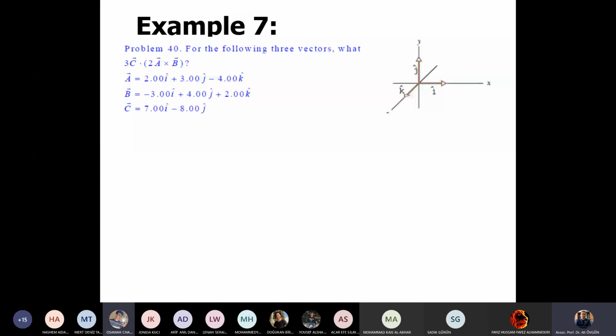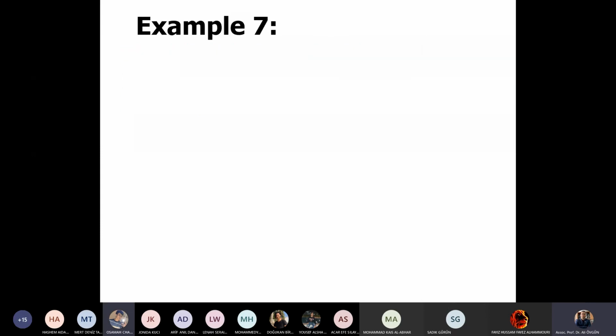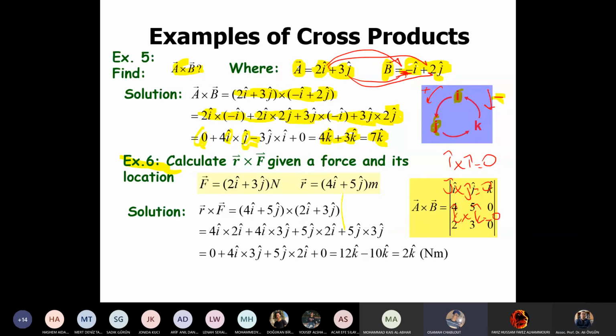Yes, I have a question. So 5j hat multiply 5j hat is 0, right? Yes, 5j hat times 5j hat is equal to 0.